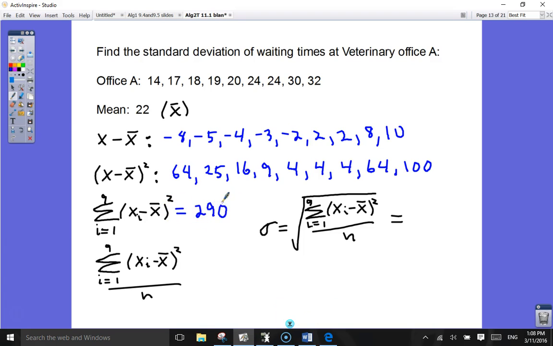Now, in order to account for the fact that I added up 9 terms to get that, I divide by 9. I should have said 9 there. Divided by 9. 32.2 repeating.